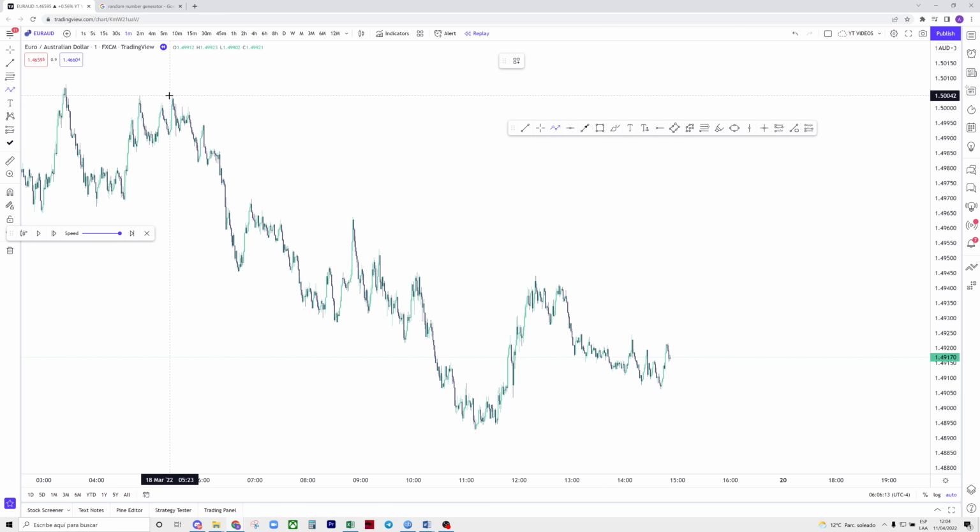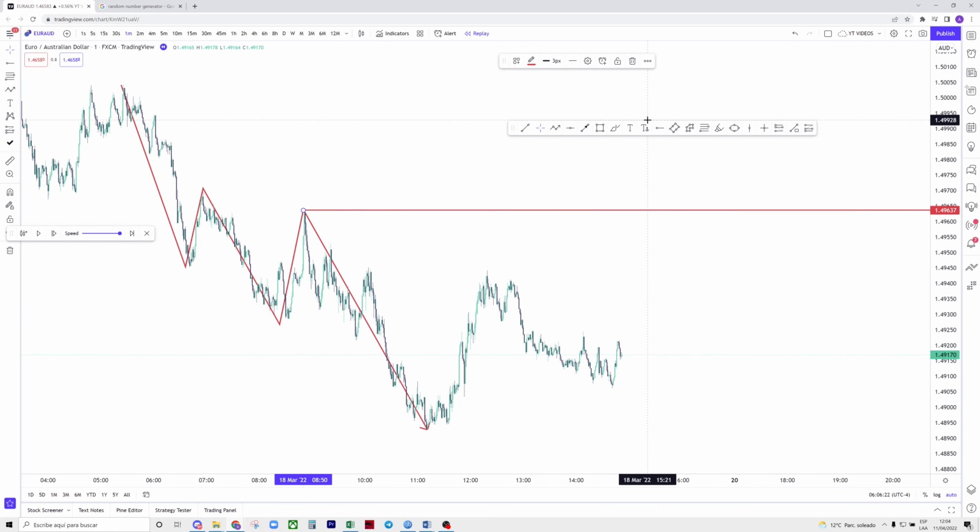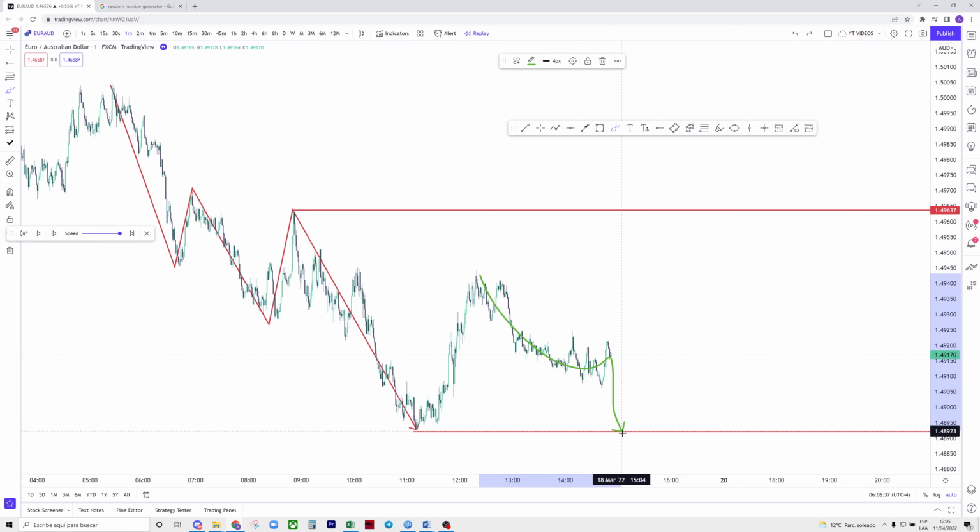The first thing I do is mark my structures. We can identify a downtrend right away. The last leg down for this downtrend was this one, from this high to this low. And now price seems to be trying to go lower again.